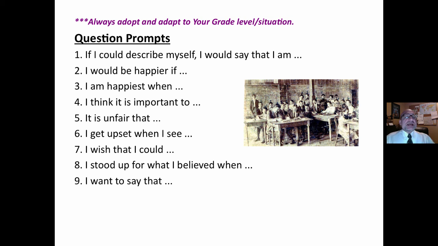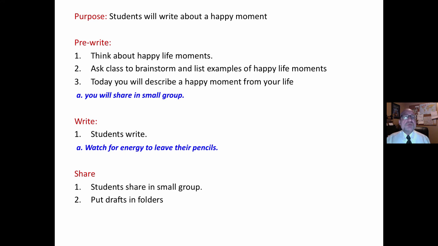Here is an example of some questions, prompts, or ideas that could stimulate an aesthetic response. Students are writing from within themselves, and you can stop and you can look at that. And one more example, students will write about a happy moment. Think about happy moments, ask the class to brainstorm, we'd list them on the board. Today you're going to describe a happy moment and you'll be sharing in a small group.